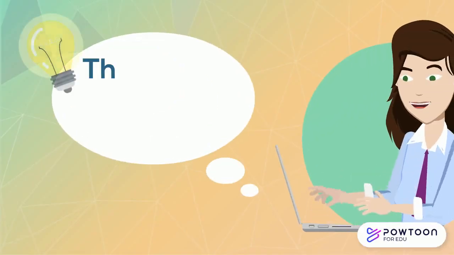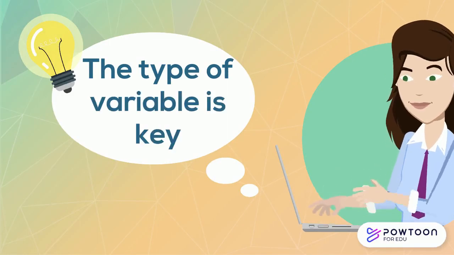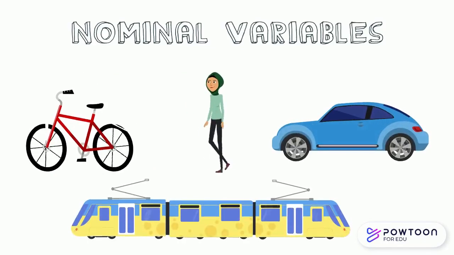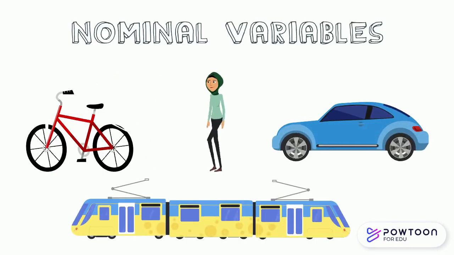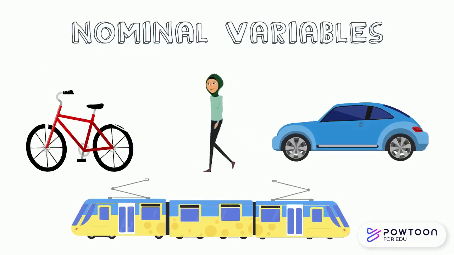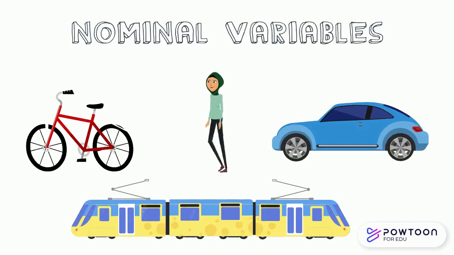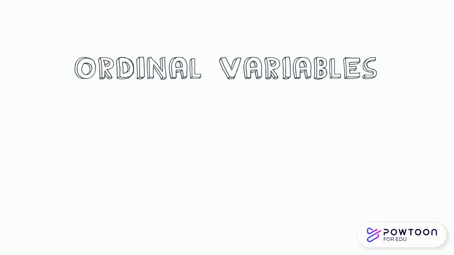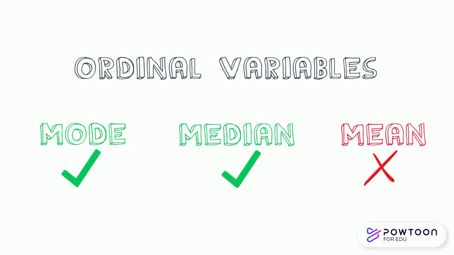Deciding which measures of central tendency to use depends on the type of variables you have. For nominal variables, the only appropriate measure of central tendency is the mode. There is no order to the responses, so it makes no sense to order them for the median or add them for the mean. In our mode of transport example here, what would one walk to work plus one cycle even mean? For ordinal variables, we can use the median as well as the mode now, as our response categories have an order to them. However, we still can't use the mean as our values aren't numeric.